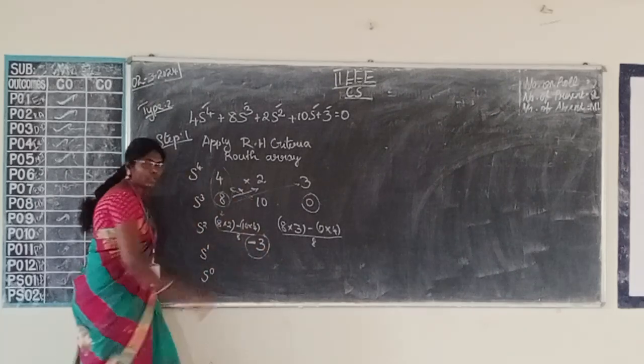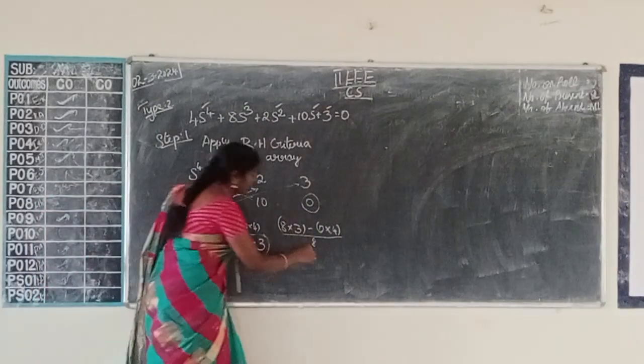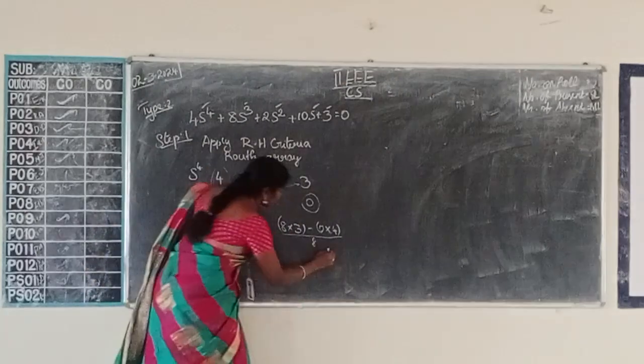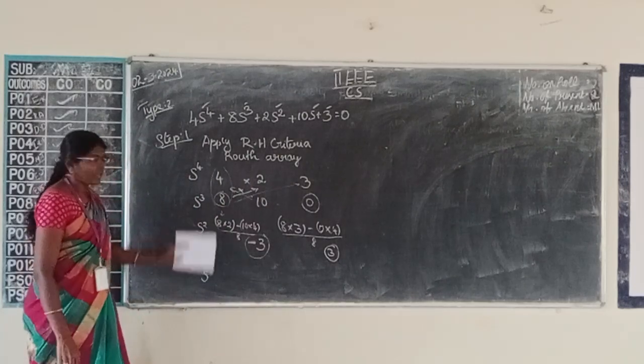So we have to note that it is minus 3. And what is the value there? It is 24 divided by 8, which is 3. So these two are the values for the s squared row.